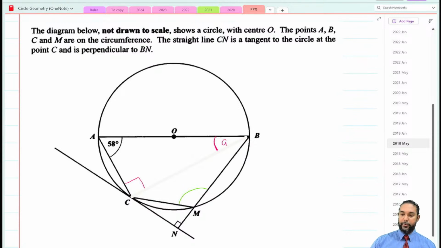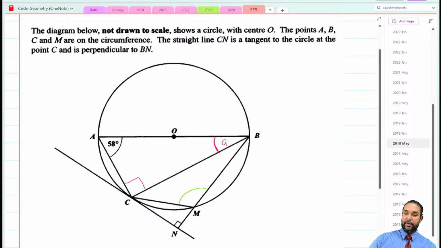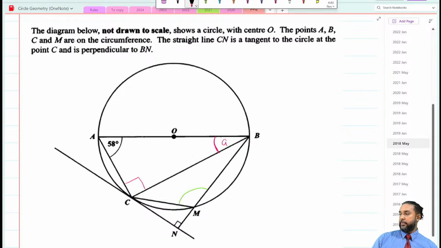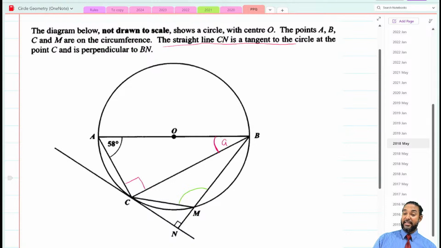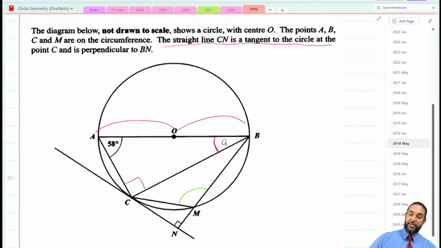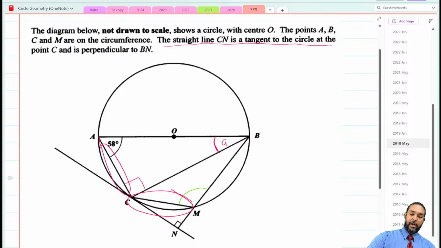All right. Now, we're still reading through and analyzing some stuff here. We're not done. The straight line CN is a tangent to the circle at point C. So this line here is a tangent to the circle at point C. Now we don't have any radii touching that tangent. OA is a radius, OB is a radius, but neither of those touch the tangent, right? Okay, but we do have two chords. We have AC and CM, and we know that the angle between tangent and chord is equal to the angle in the alternate segment. So we have that, and then this one here would be equal.